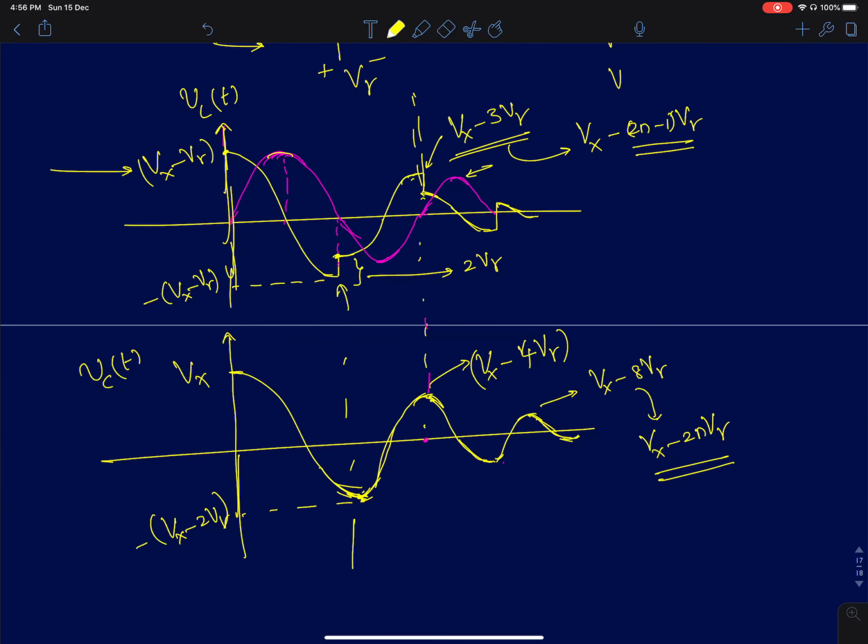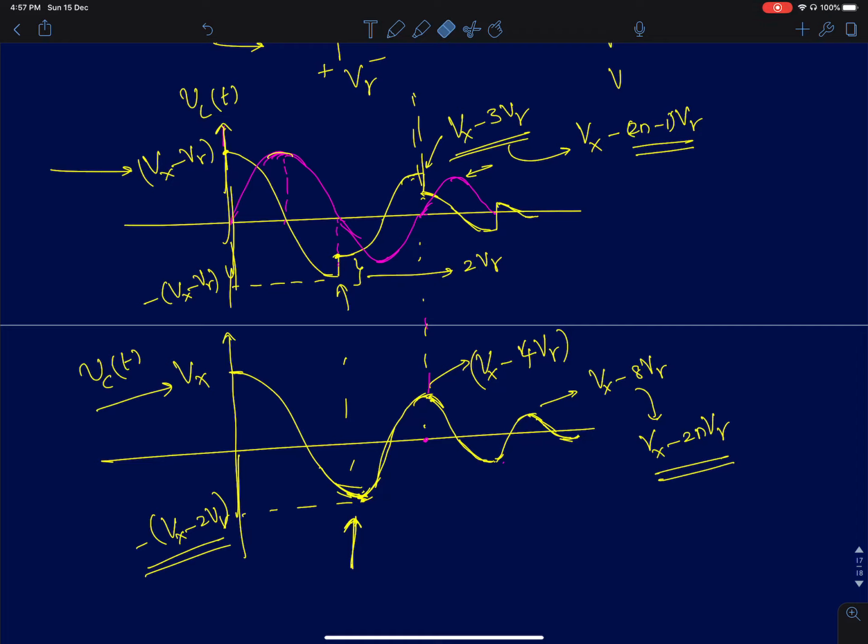Now shown here is the voltage across the capacitor. Again, it starts from a peak value of Vx. The minimum negative value it comes to is minus of Vx minus 2V gamma. Had there been no diodes in the circuit, it would have come to a minimum value of minus Vx. But here it comes to minus Vx plus 2V gamma in magnitude, Vx minus 2V gamma. That's because of the losses in the diode.